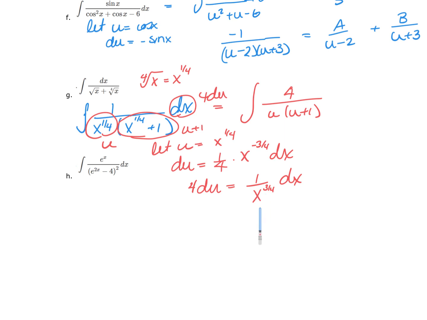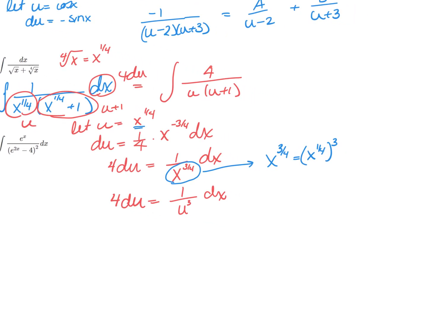Now, this is where the problem is because I now have this x raised to the 3/4, and I don't have it anywhere here. There's no x raised to the 3/4. So I have 4 du, and I'm going to write this x to the 4th as u raised to the 3rd power, dx. And the reason I'm going to do that is because remember that x raised to the 3/4 is the same thing as x raised to the 1/4 raised to the 3rd power.